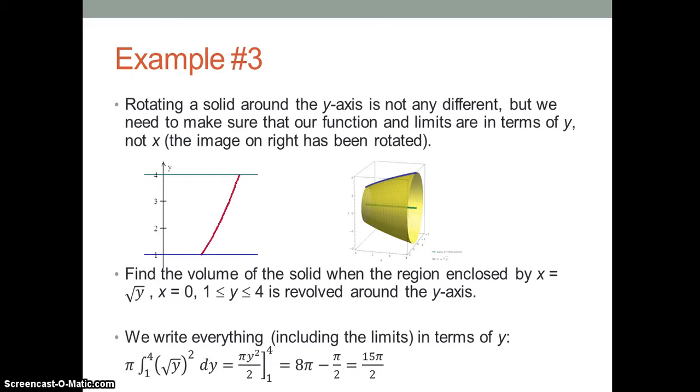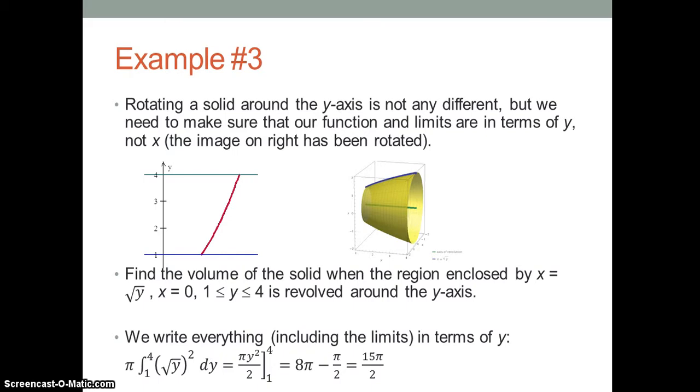So again, we write everything, including the limits, in terms of y. Notice that our limits are going from y is equal to 1 to y is equal to 4. So those would be the limits of our integral. And we're going to do pi times the integral from 1 to 4 of square root of y squared dy. Everything is in terms of y. We're rotating around the y-axis, just like with areas we oriented with respect to the y-axis.